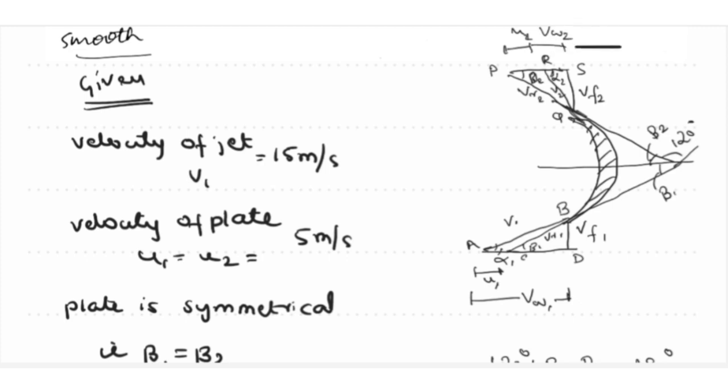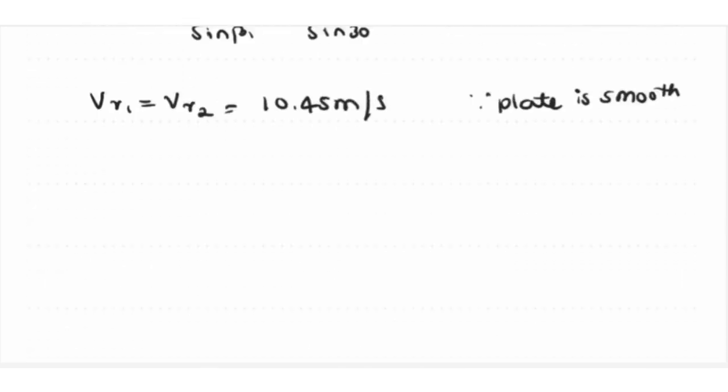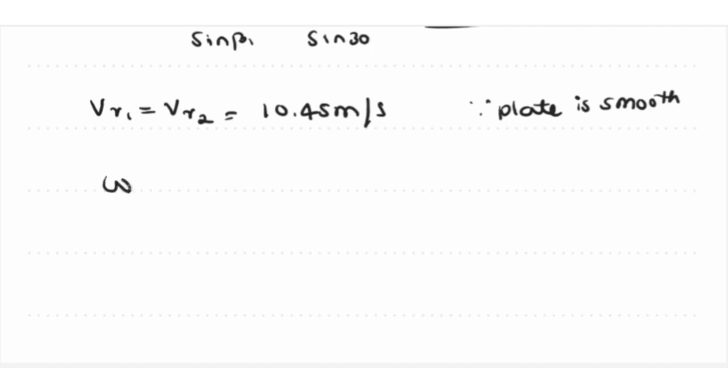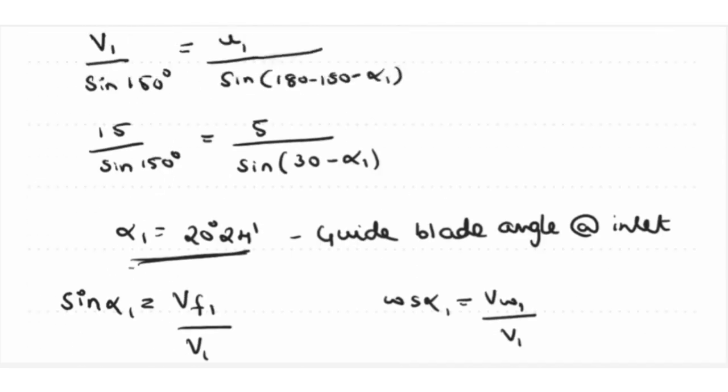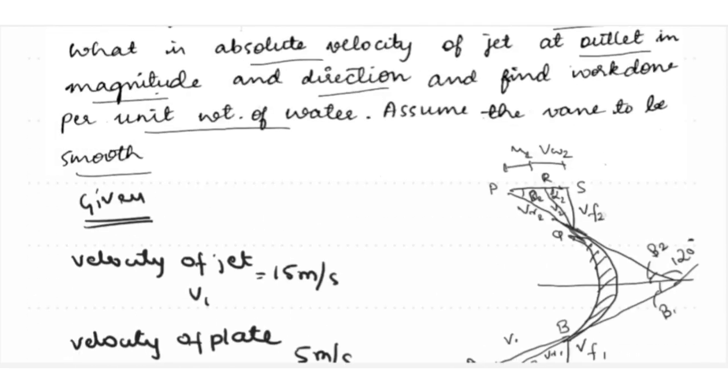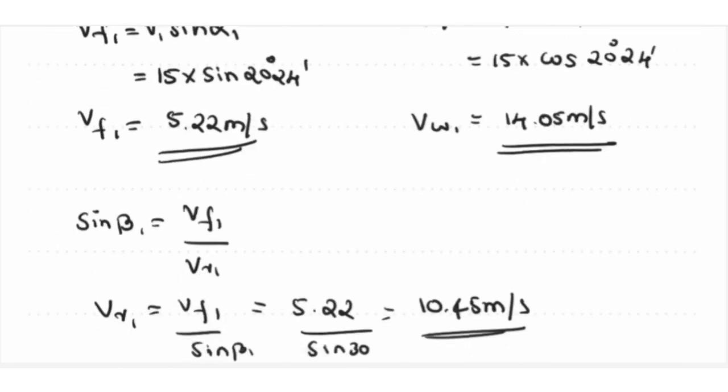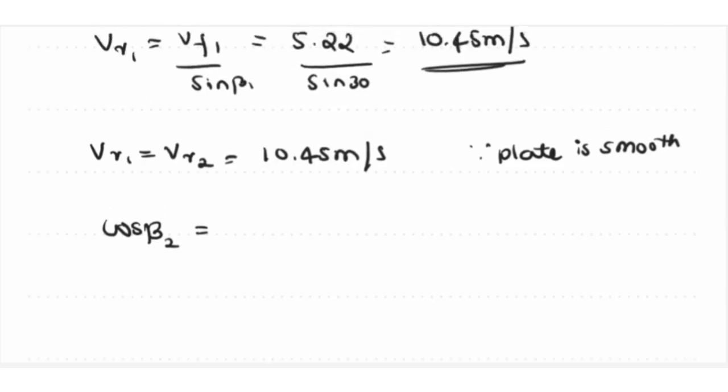So now we can calculate VW2 by applying cos beta to the triangle QPS. So apply cos beta 2, so this is the outlet triangle. Remember, cos beta 2 is equal to adjacent side, U2 plus VW2, and hypotenuse is VR2. So cos beta 2 is equal to U2 plus VW2 divided by hypotenuse VR2.